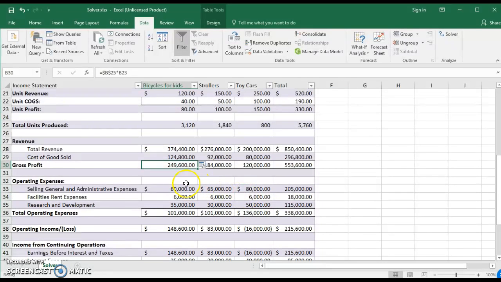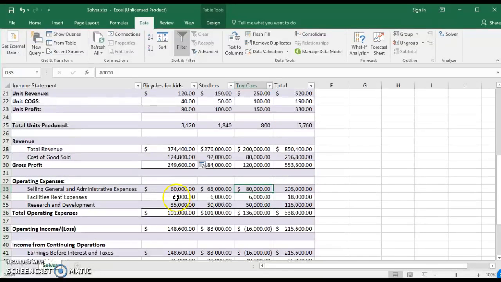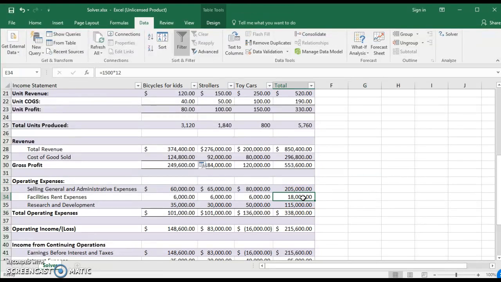And of course, when we're in business, we would incur expenses such as selling, general and administrative expenses, rent expenses, and research and development. So SG&A expenses are $60,000 for bicycles, $65,000 for strollers, and $80,000 for toy cars. And then rent and facility, since they're going to use the same facility, the 1 year total rent is $18,000.